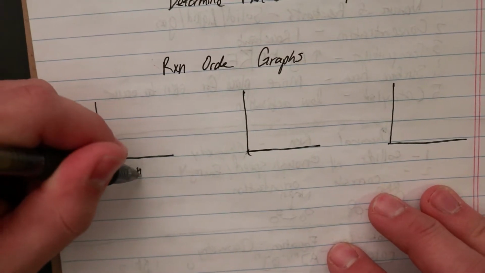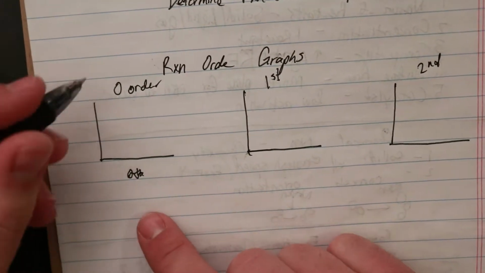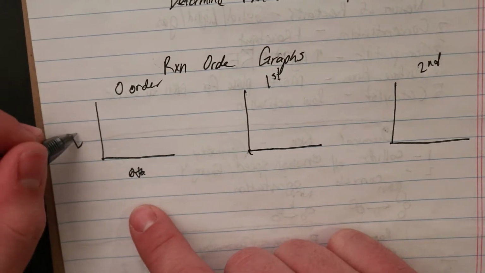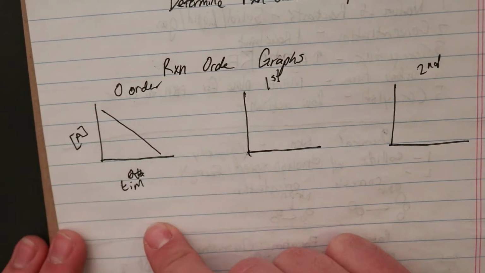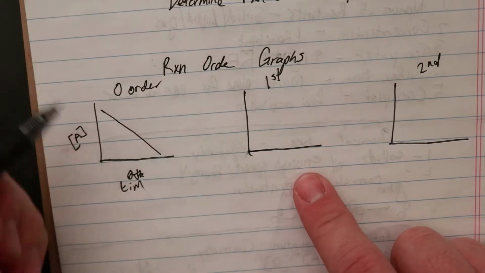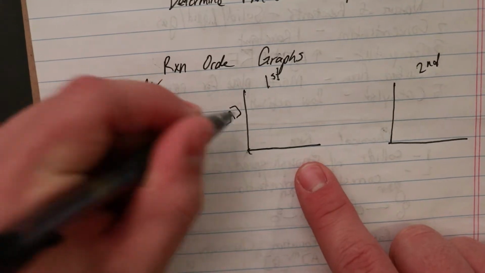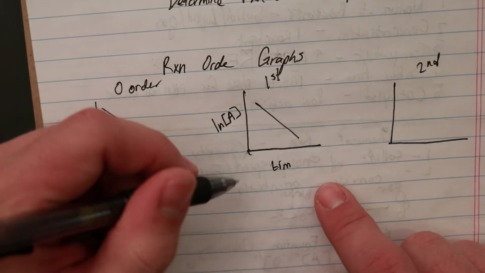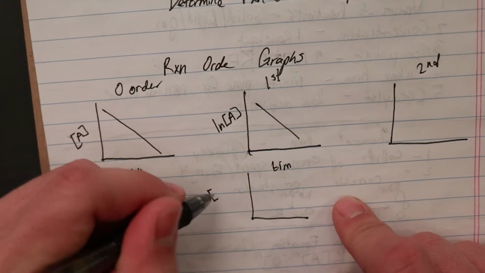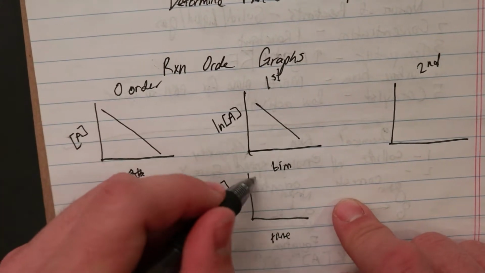So we're going to have the zero order here, first, and the second order. On a zero order reaction, it's just going to be the concentration of your thing over time, and the concentration of your reactant will decrease linearly over time. For a first order reaction, you're actually going to have to take the natural log of the concentration, and that's going to equal time. This will also give you a downward facing line, because if we graphed the concentration over time of a first order reaction, it's going to look like this.